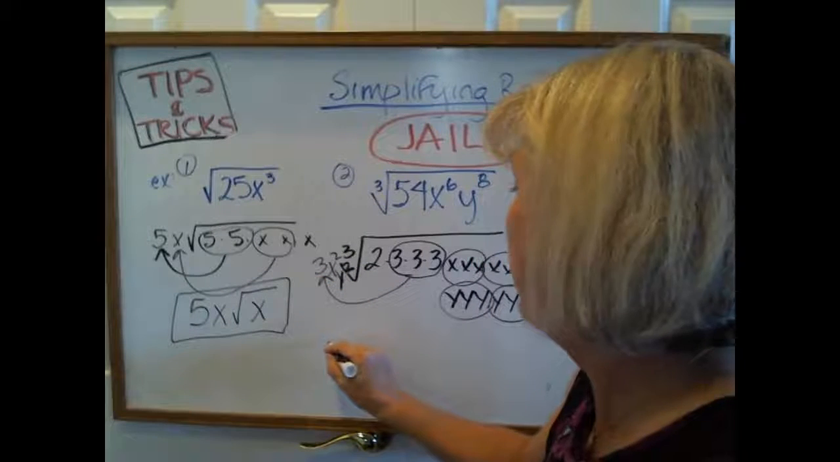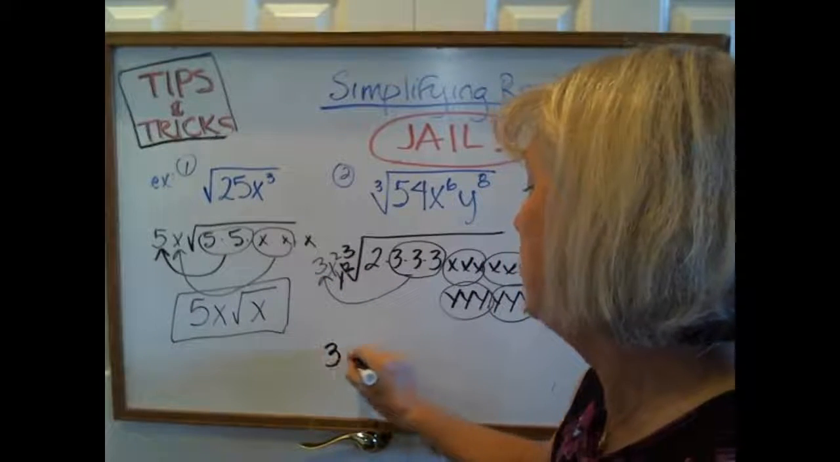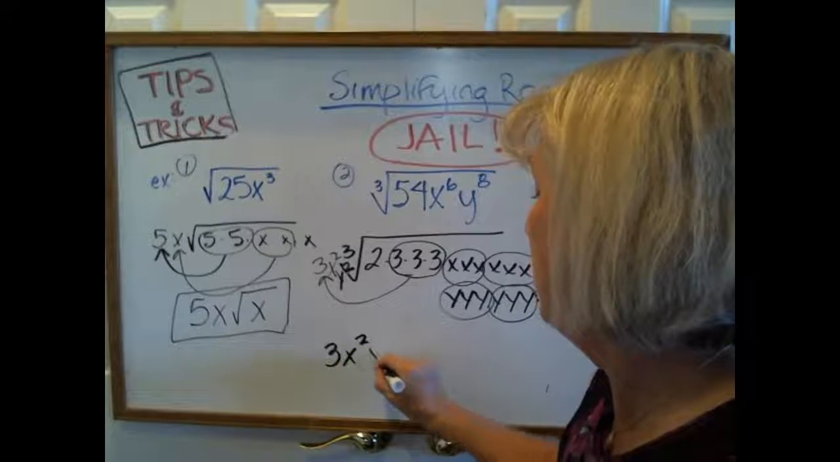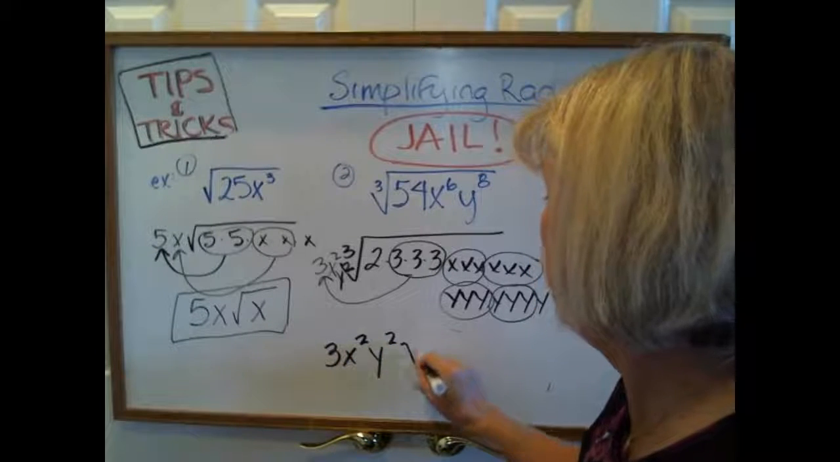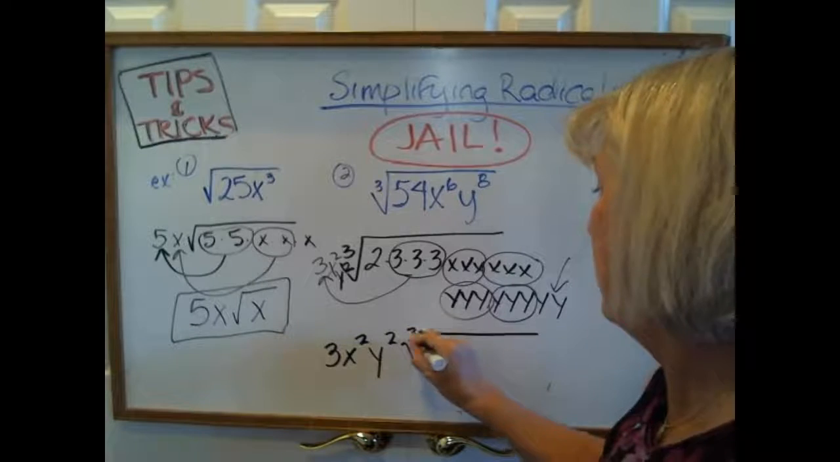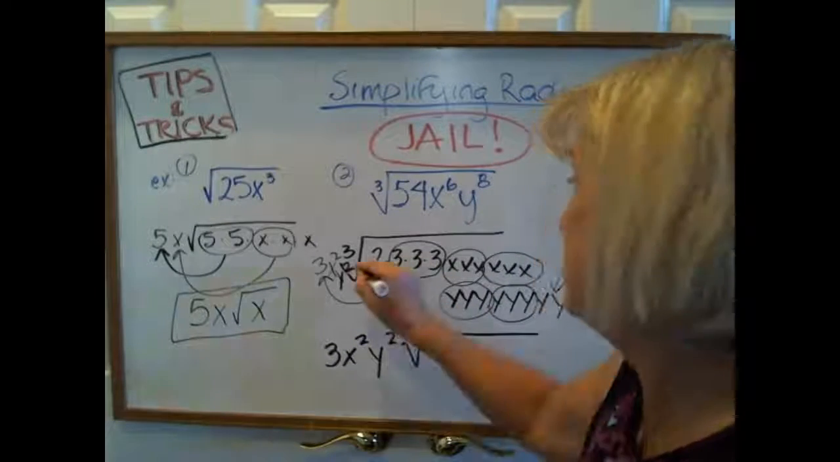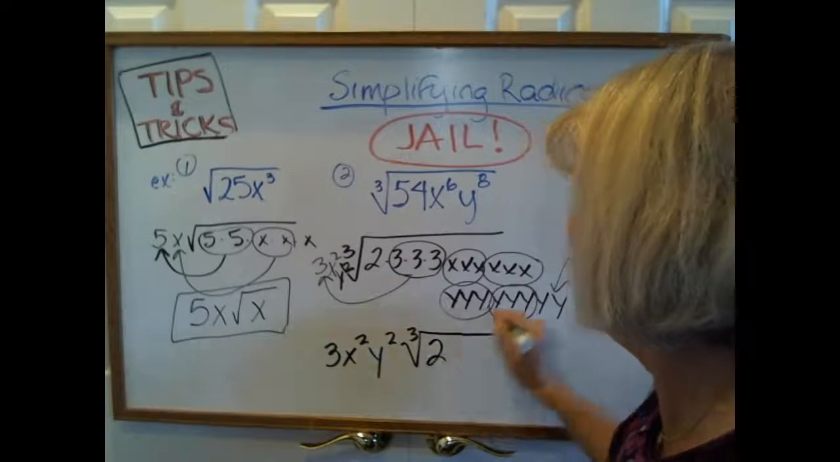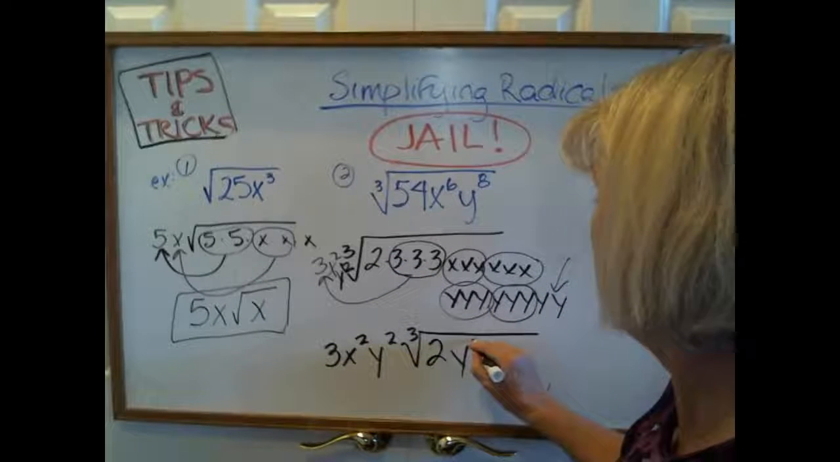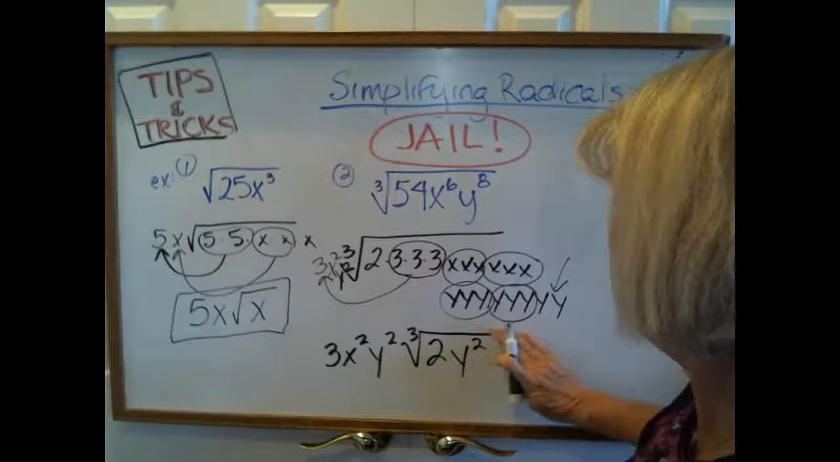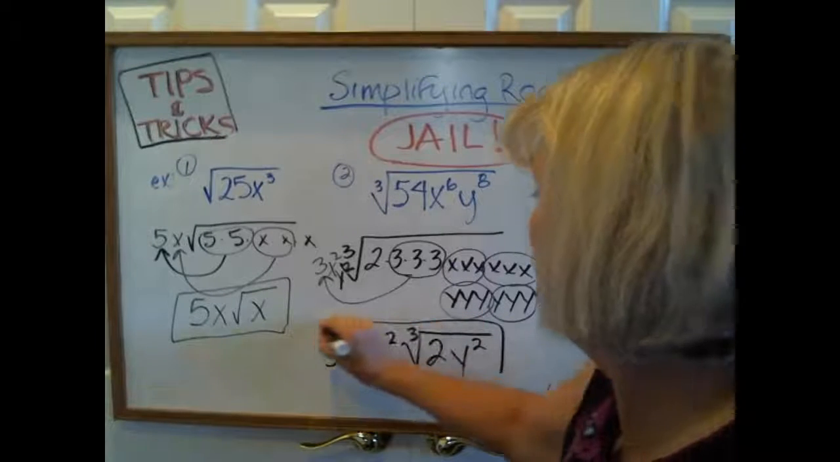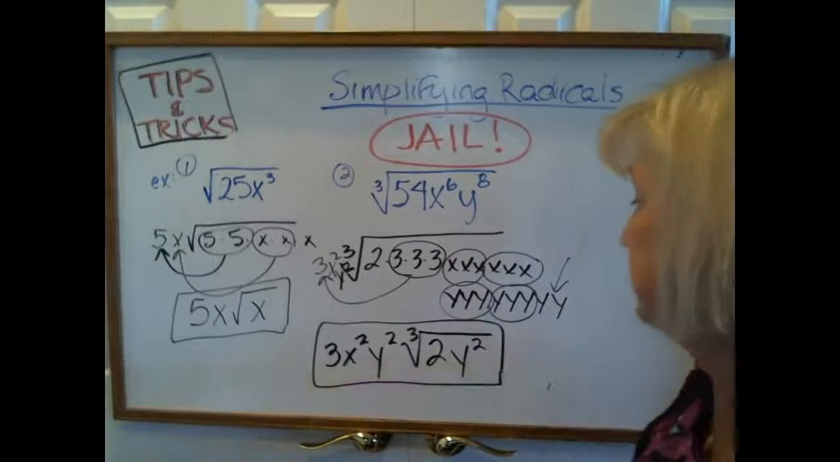So our final answer would be 3x squared y squared, and then it'd be the cube root of everything that's left inside that doesn't have any friends to escape from jail. So that would be the 2, and that would be a y squared. And that would be our final answer.